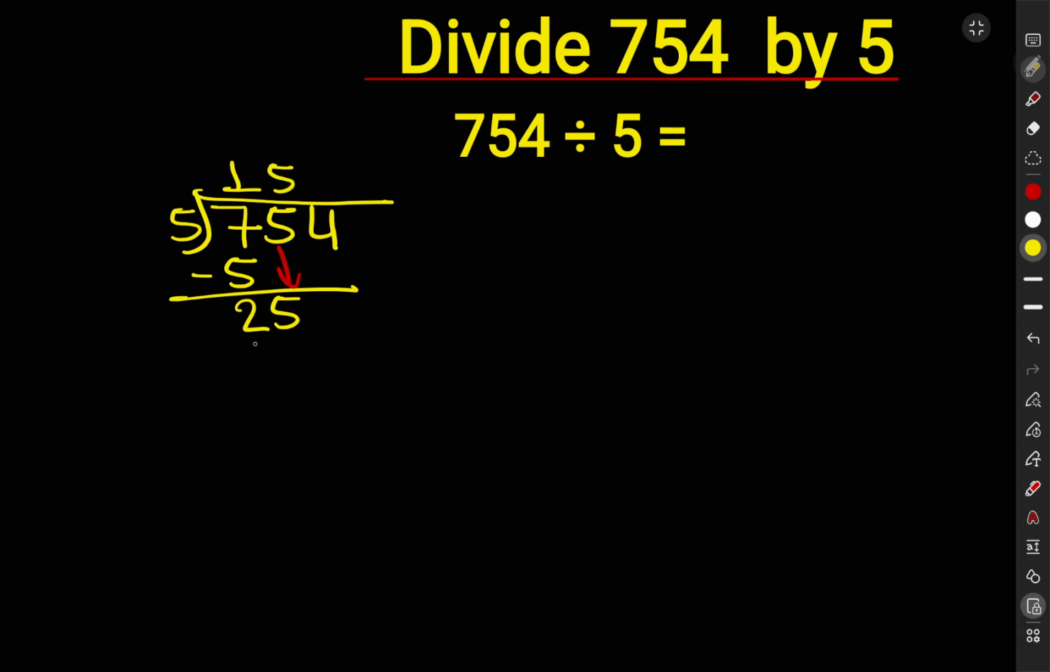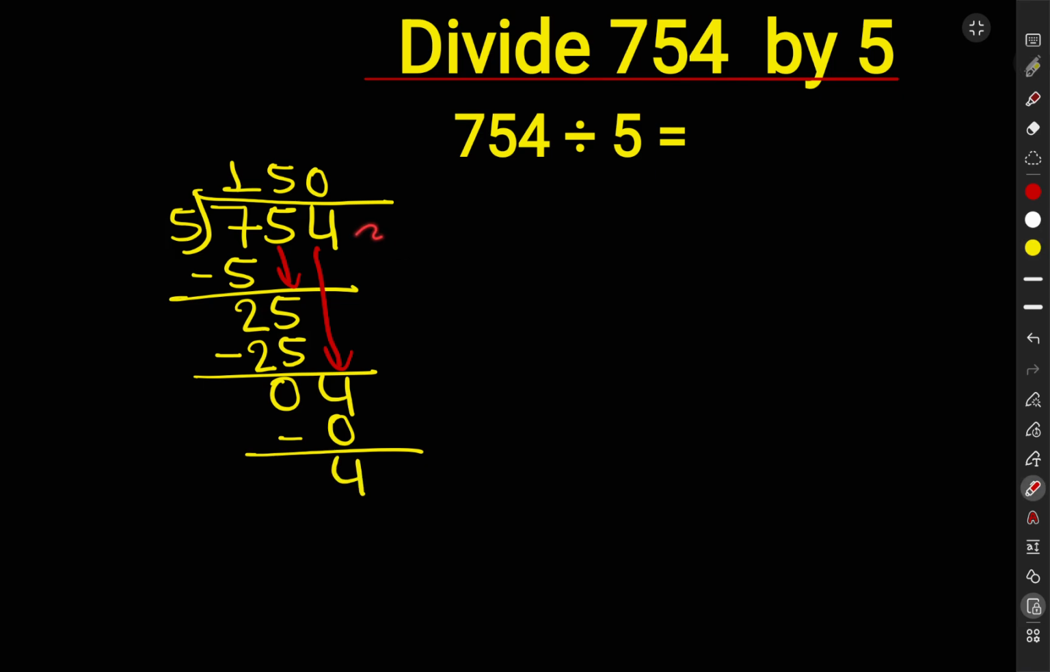5 times 5 is 25. On subtracting we get 0. So again we put down this 4 and 5 times 0 means 0. On subtracting we get 4. So now we have no other number to put down.